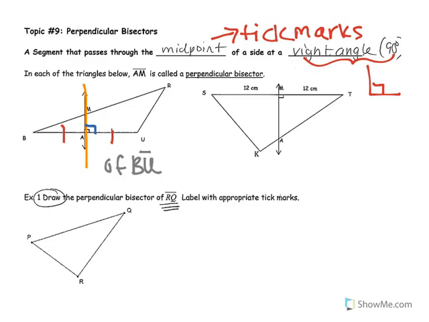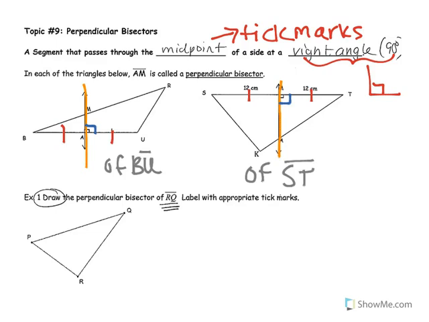Let's look at the second example. AM is a perpendicular bisector. I don't have tick marks in this picture, but I do know that 12 is congruent to 12, so I can put in the tick marks. And I do have the 90-degree angle, so I know that it's intersecting at a 90-degree angle. Well, what segment is all of this happening to? That's happening to ST. So this is a perpendicular bisector of ST, okay?